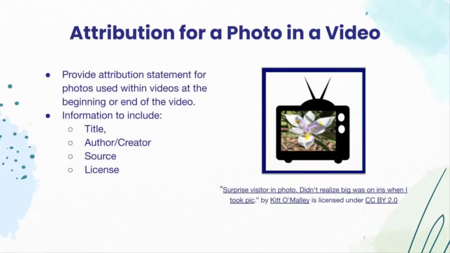Ideally, attributions should be placed as close as reasonably possible to the work. However, with videos, it just doesn't make sense. In this case, it can be an acknowledgement at the beginning or end of the video with all of the necessary information, such as the title, author, creator, and source and license.